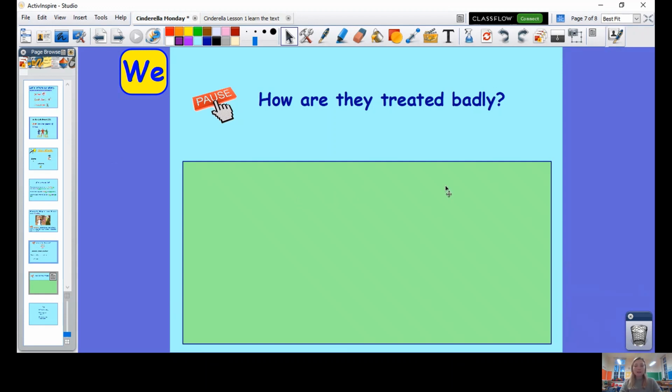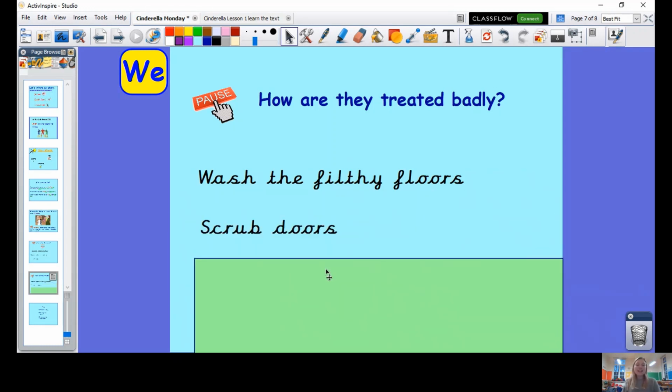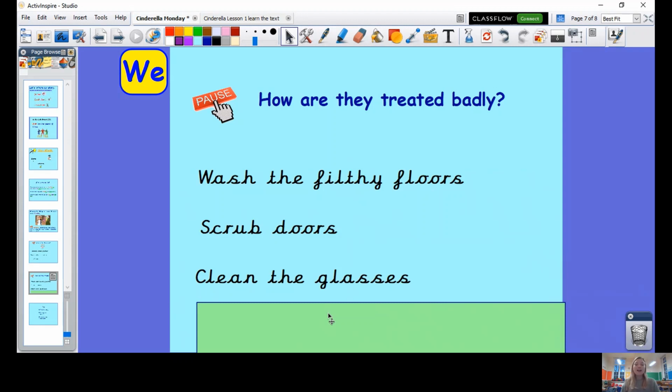Okay, so I've come up with three different things as well, which you might want to use also. I've added an adjective to wash the floors, and I've said she had to wash the filthy floors. The second thing is that I'm saying she has to scrub the doors. And lastly, I think she has to clean the glasses.